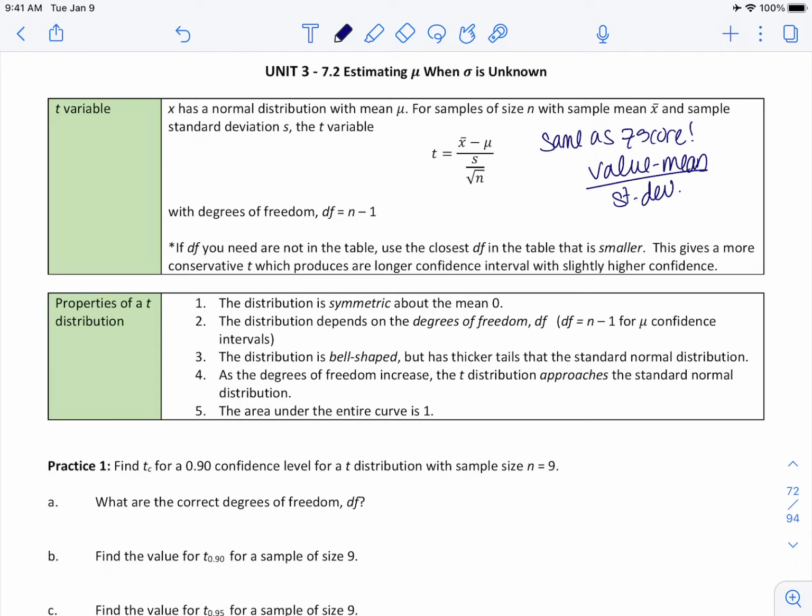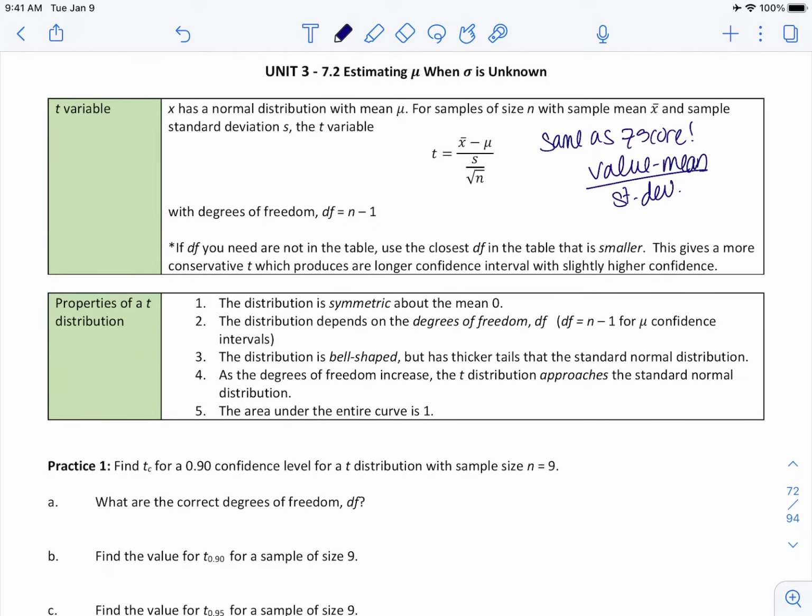Properties of a t-distribution. The distribution is symmetric about the mean 0. The distribution depends on the degrees of freedom, which is n minus 1. The distribution is bell-shaped but has thicker tails than the standard normal distribution. As the degrees of freedom increase, the t-distribution approaches the standard normal distribution, and the area under the entire curve is 1.